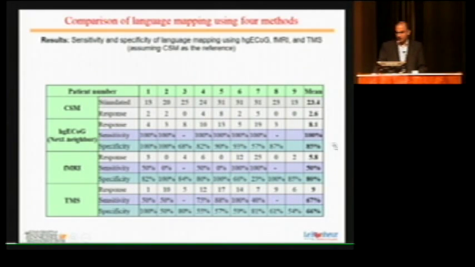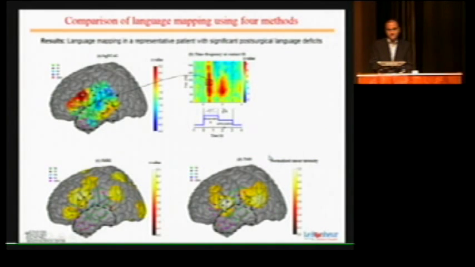So by looking at that, you can see that the high gamma ECoG is definitely better than the fMRI and TMS. fMRI is a little bit more specific compared to TMS, and TMS is a little bit more sensitive compared to fMRI. So in this slide, I compare the language mapping of all four modalities in one specific patient.